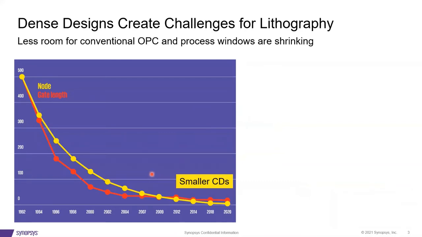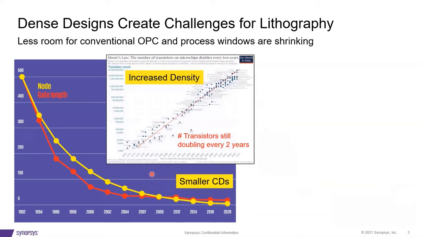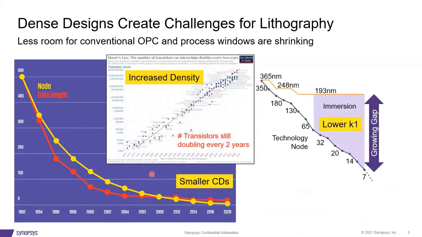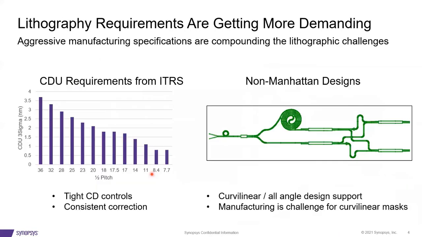The drive to smaller, denser features is creating challenges for lithography. There's a growing gap between the exposure wavelength and the minimum feature size. This is resulting in lower contrast and lower k1, while at the same time, design density is leaving less room for conventional OPC. The combined impact is smaller process windows, causing increased susceptibility to failure due to process variation.